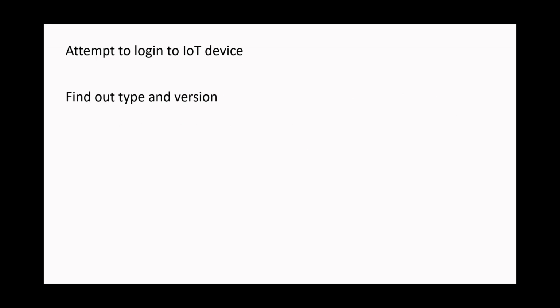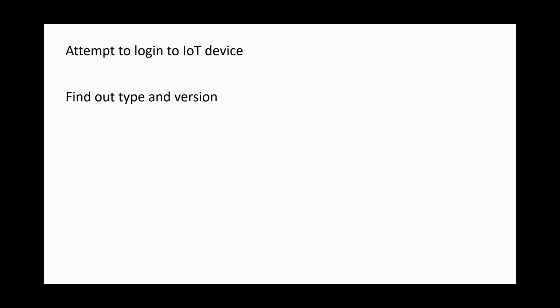So the methodology of the attack works like this. What we're going to do is attempt to log into the IoT device. If you can't log into that HTTP or some sort of management interface, there's not really a lot you can do. Then we're going to try and find out the type and version, because when I scan a network and I see an open HTTP port, I don't know what the device is. I just log into it and it'll probably give a few brief descriptions.